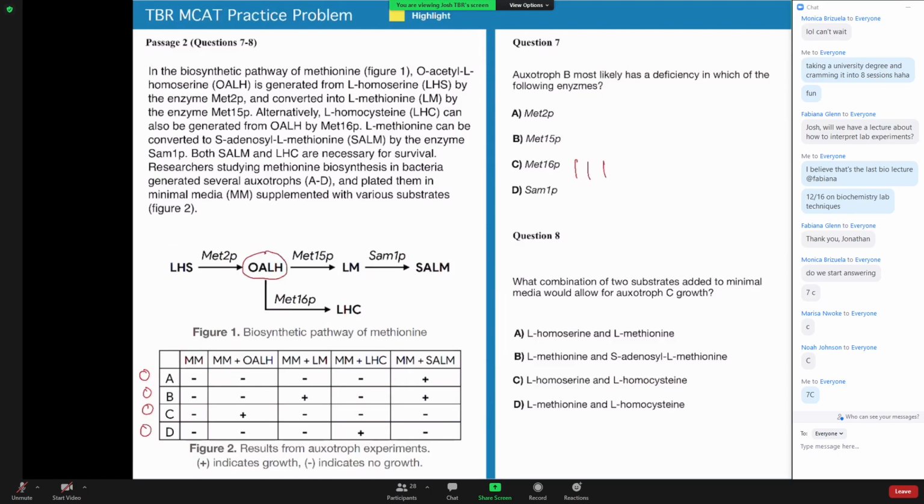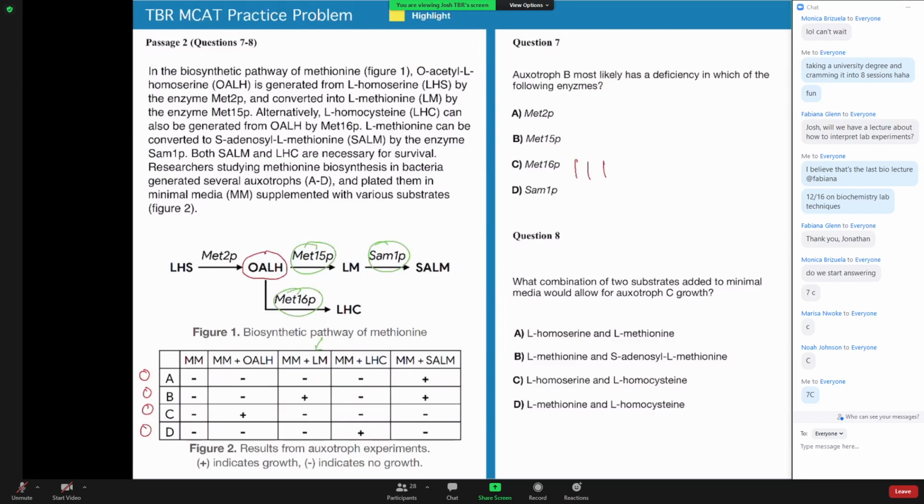That means that this might be missing, this might be missing, and this might be missing, or some combination thereof, right? Because it can't convert this metabolite into these 2 end products that are needed for survival. Okay, so then we move over to the next one. MM plus LM, okay? And it does grow.